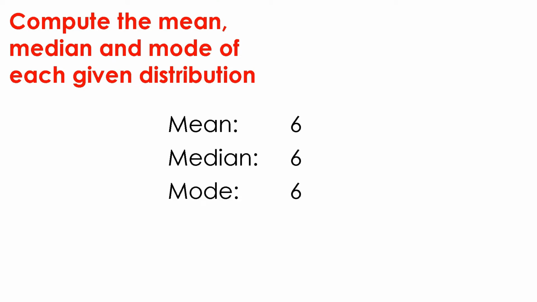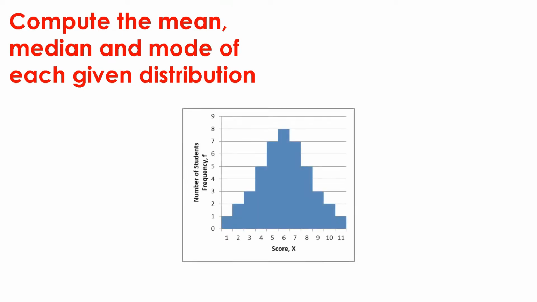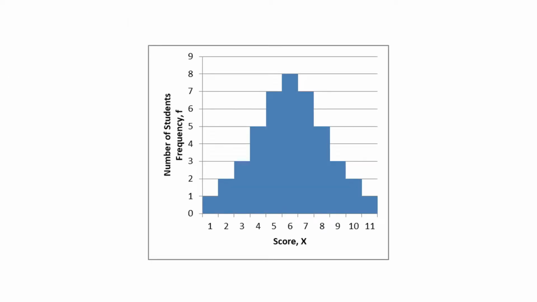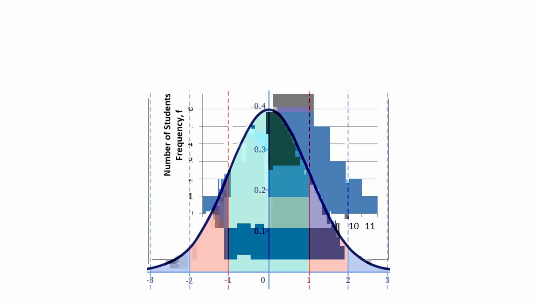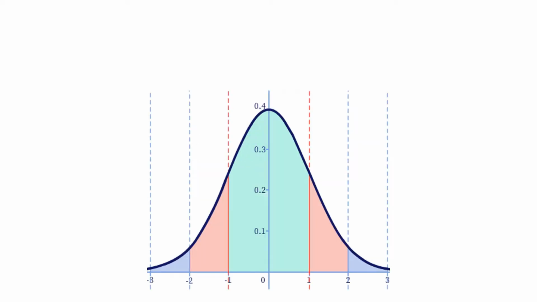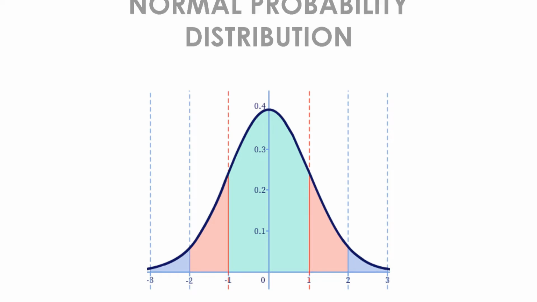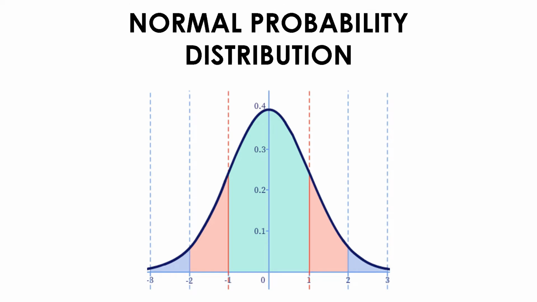Second, let us compute the mean, median, and mode of the distribution. As we can observe, the resulting values of these measures are equal. Since these measures are equal, they all lie at one point, which is the center of the graph. If we continue to increase the number of students, then in the long run, we can approximate the graph to the shape of a bell. In a specific sense, it is called a normal probability distribution whenever the frequencies are converted to probabilities.